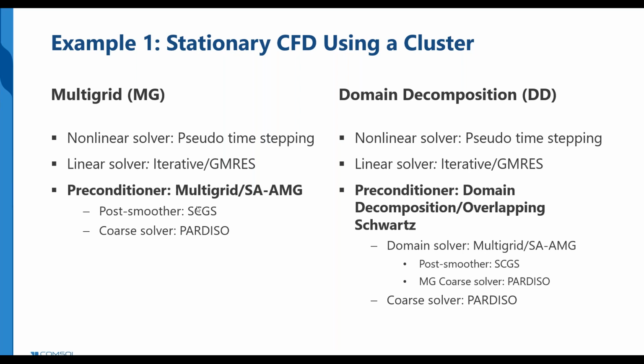But the way to see that is that the preconditioner here for multigrid has been moved down. This is at least a natural candidate for using domain decomposition, to move down this preconditioner option or setting to the domain level as a domain solver. You see here that the multigrid is moved down to the domain solver, and then we have a core solver here using Pardiso. This gives benefits.